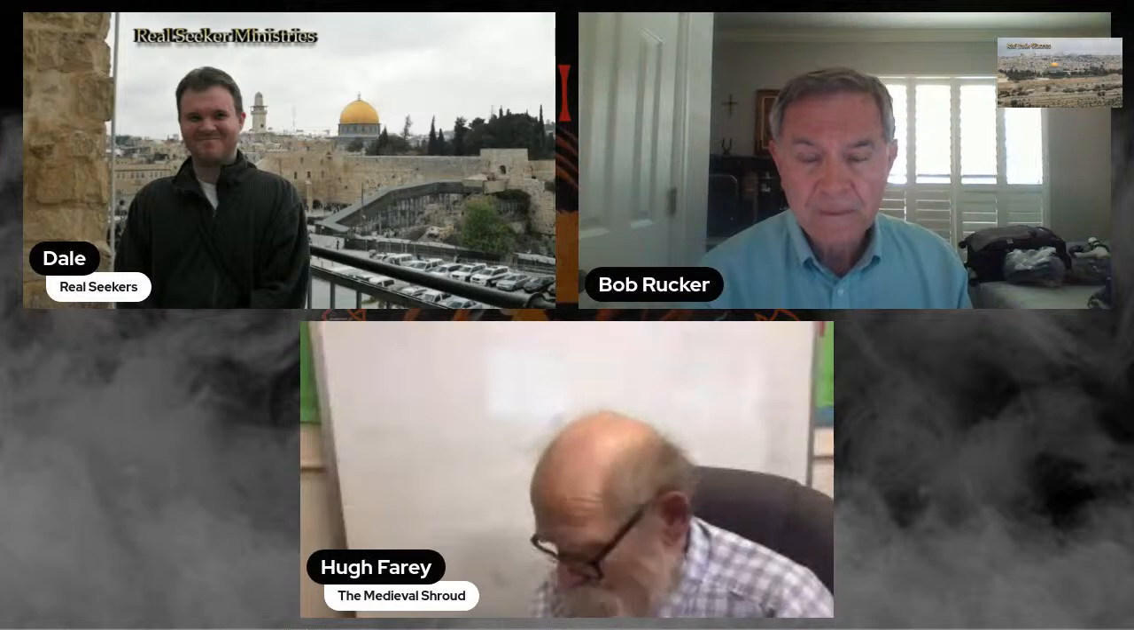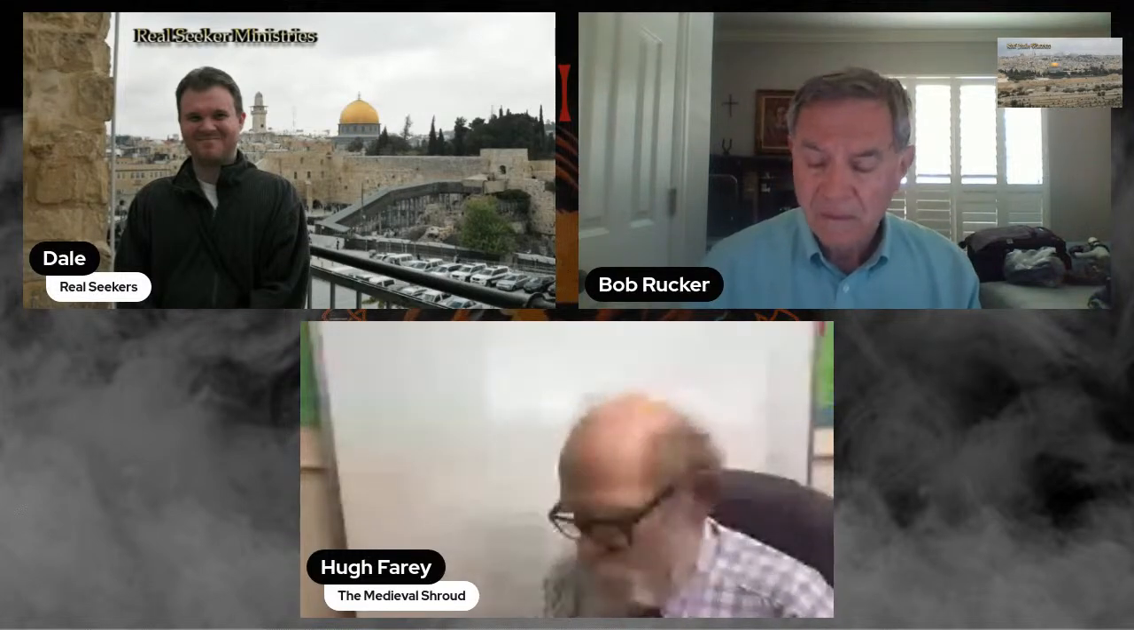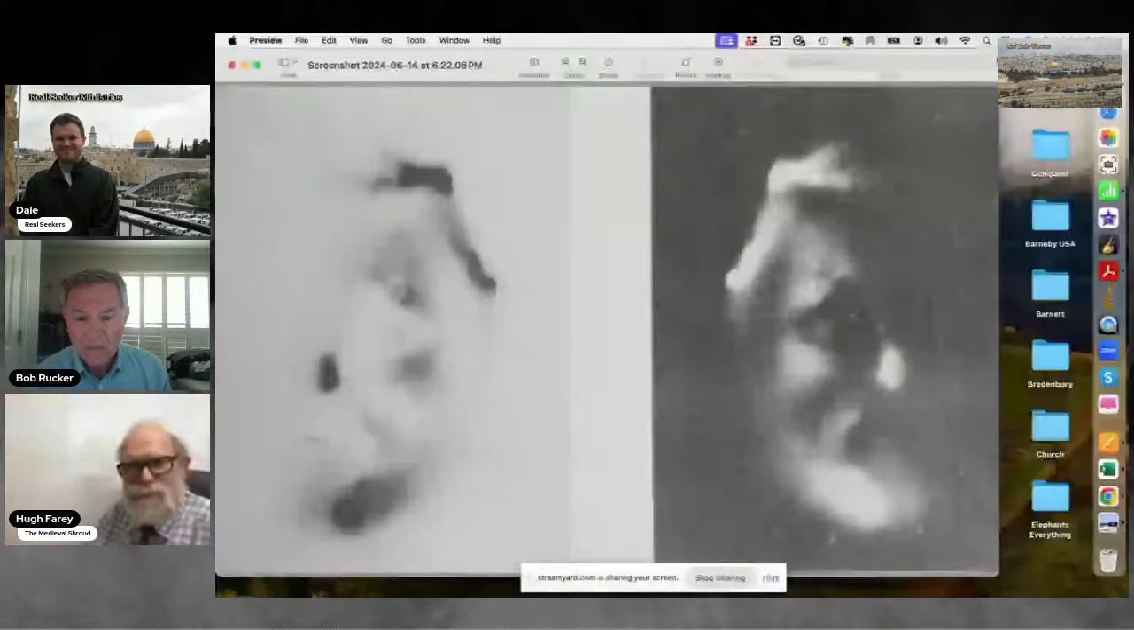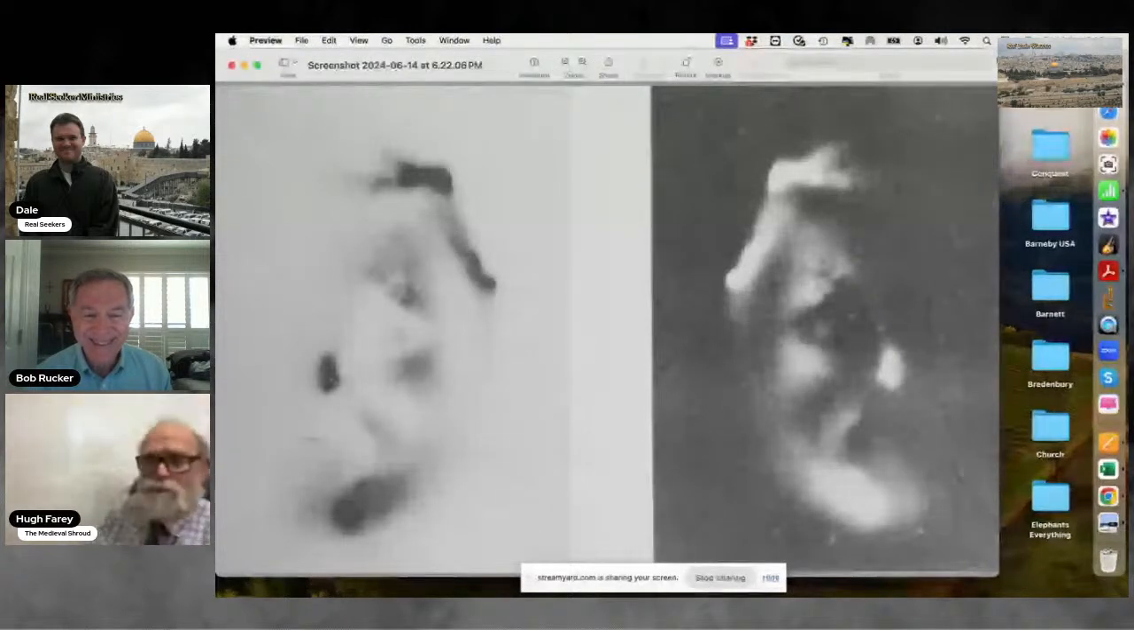All right, so I see Hugh has put something up, again, the picture. Did you want me to share that, Hugh? Well, I listened very carefully to what Bob was saying, and it is clear, and I agree with him, that the picture on the right-hand side doesn't exist, isn't possible, couldn't possibly have occurred. But it's there. Oh, it's not a very good resolution, no, but it's as good a resolution as the Shroud, if not slightly better.